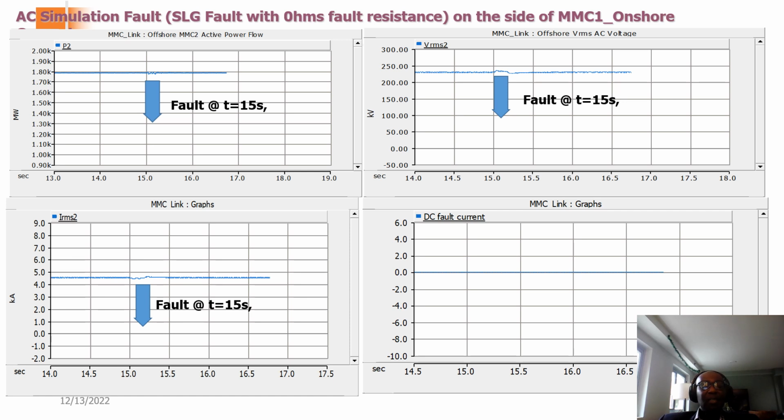Next is the MMC2 side. As you can see, nothing was affected on the MMC2 side when there was a fault on MMC1. That tells you that the converters are acting as a firewall, preventing faults on the AC side from propagating to the other side. As you can see over here, the DC fault current is 0.